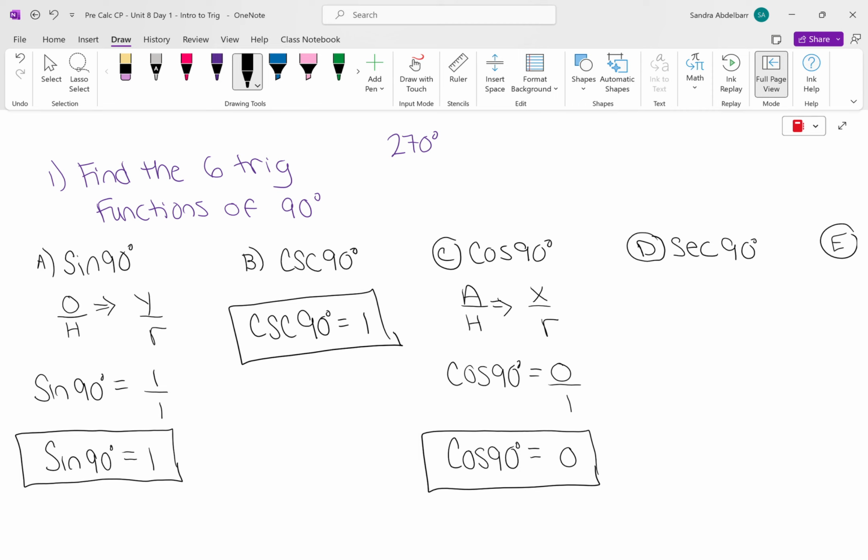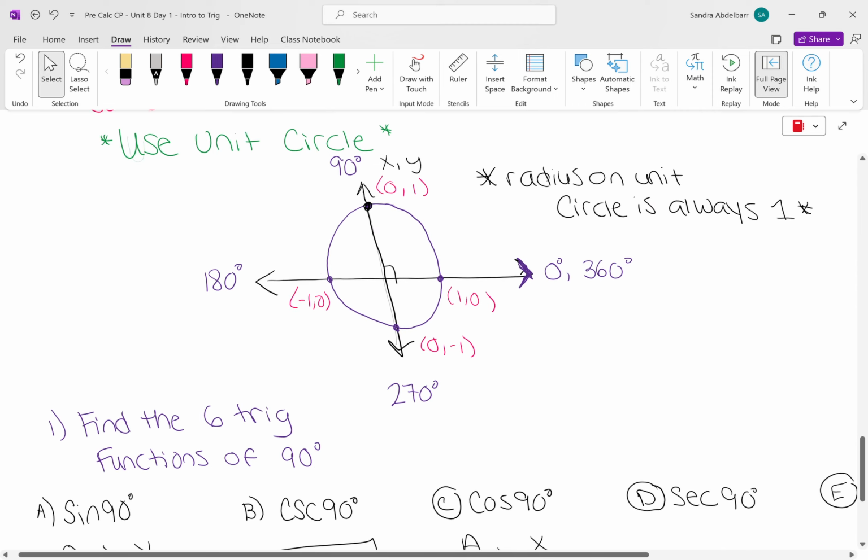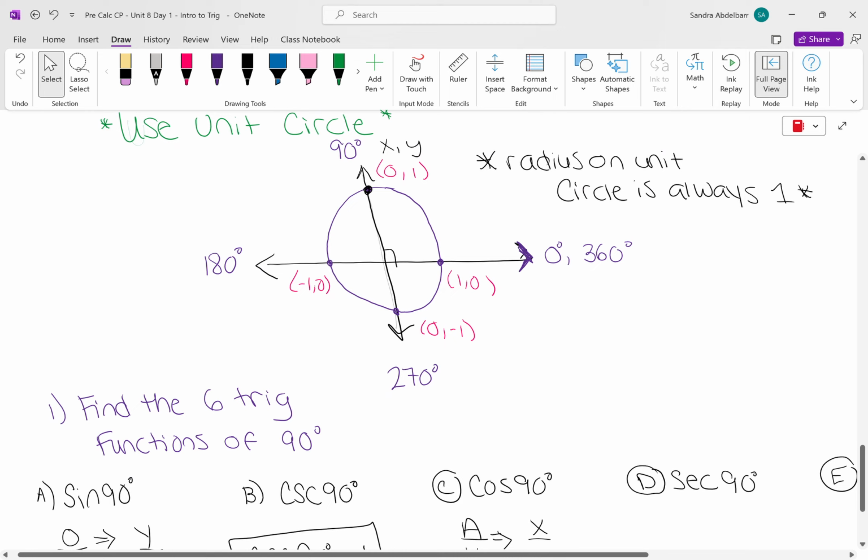Well, how do you know the radius? Oh, because it's the unit circle, the radius is the distance from the center to any rim. And what's the distance from the center to the rim? 1 unit all the way around.